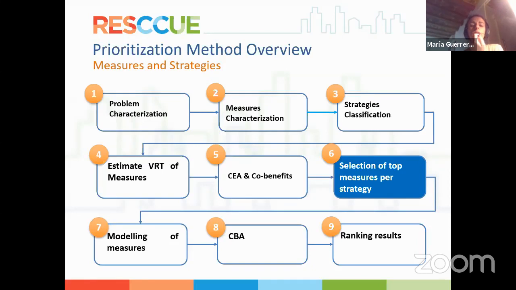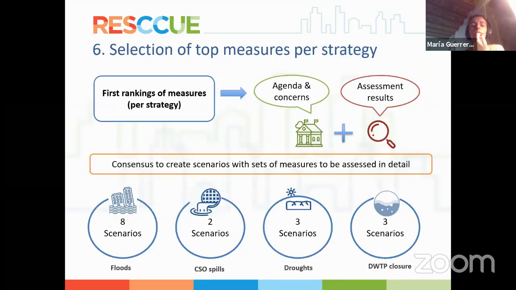And we went to the next step, which is the selection of the top measures of each strategy. In this phase, as you can see, we shared the first ranking results with the stakeholders from the project and from the city council, and we reached a consensus for the down selection of measures. It was agreed to create different scenarios within each strategy in order to understand better the outcomes and impacts of combining different measures to face different climate impacts.